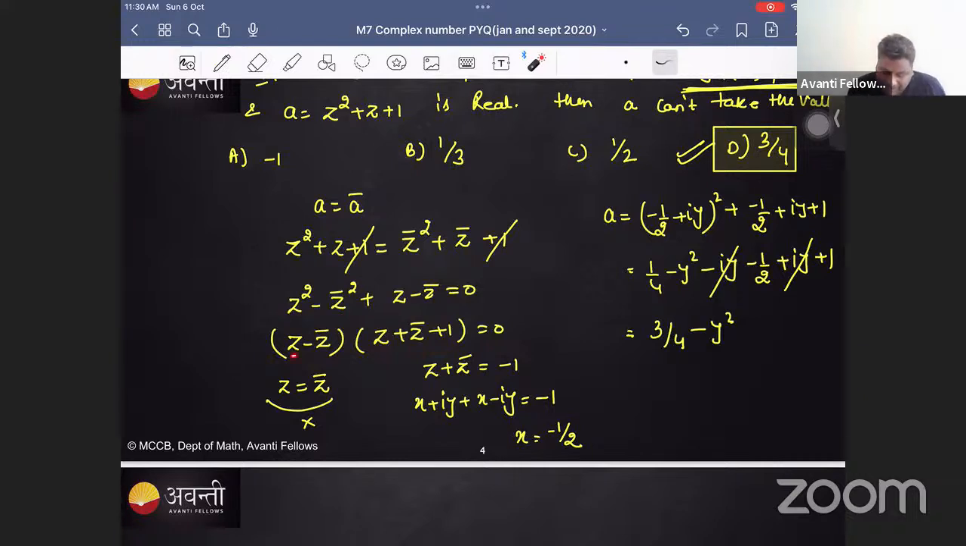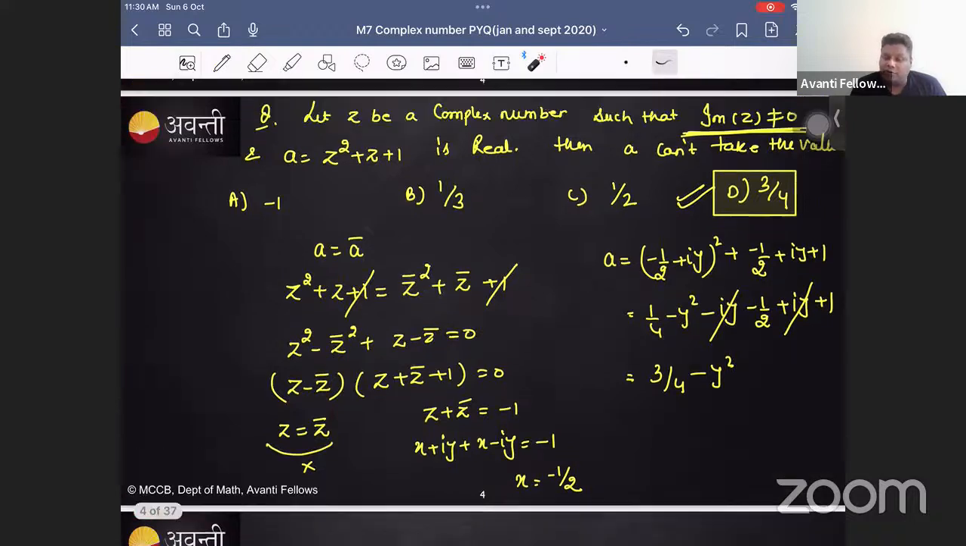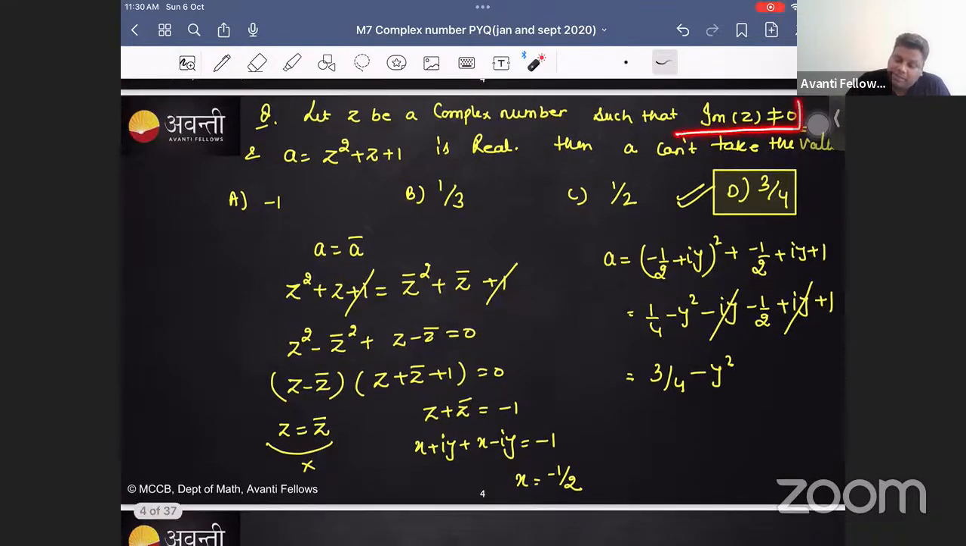Now Z minus Z bar, if this is 0, that means Z equals Z bar. So if Z equals Z bar, it stands like Z is purely real, meaning its imaginary part is 0. But in the question they are saying the imaginary part of Z is not 0. So this cannot happen. That means Z plus Z bar is minus 1. Got it? Now if Z is x plus iota y, then Z bar is x minus iota y. So Z plus Z bar will be 2x. So 2x is minus 1. So x is minus 1 by 2. Got it? If x is minus 1 by 2, it implies Z is minus 1 by 2 plus iota y.